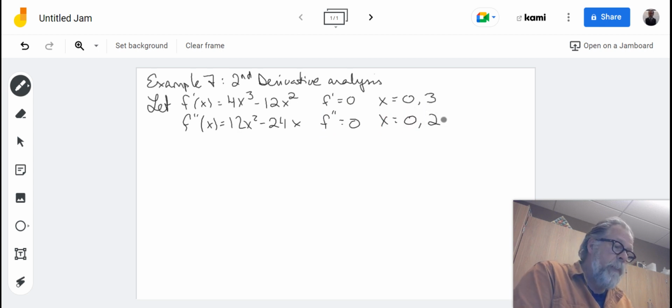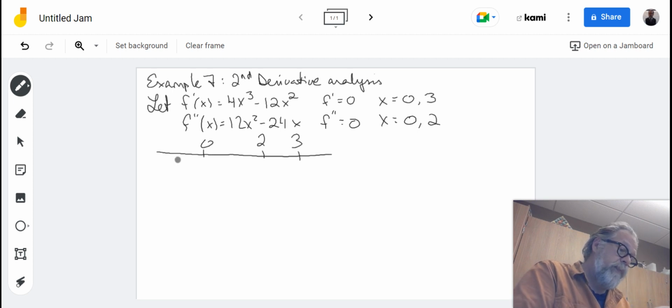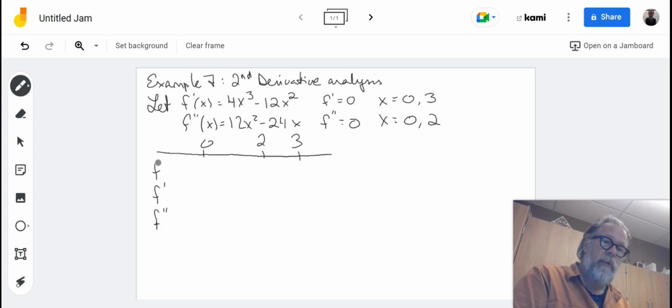So what I want to do is build this chart, and this chart is going to be a very good way to keep track of these types of problems. I recommend that you do this every time. The three things that we will have on our chart that we are analyzing are the original function, the first derivative, and the second derivative. So we know that the first derivative is 0 here and here.